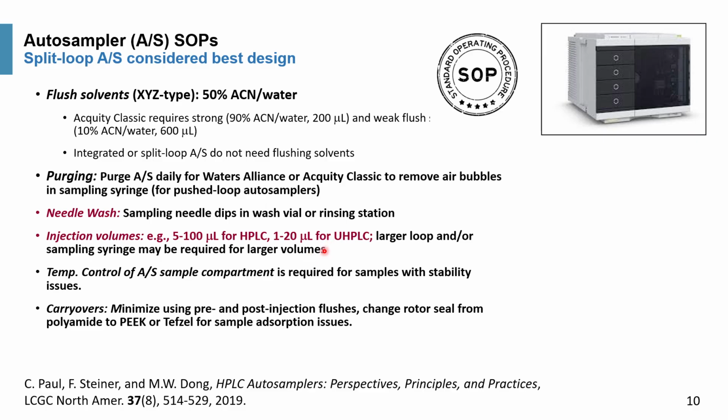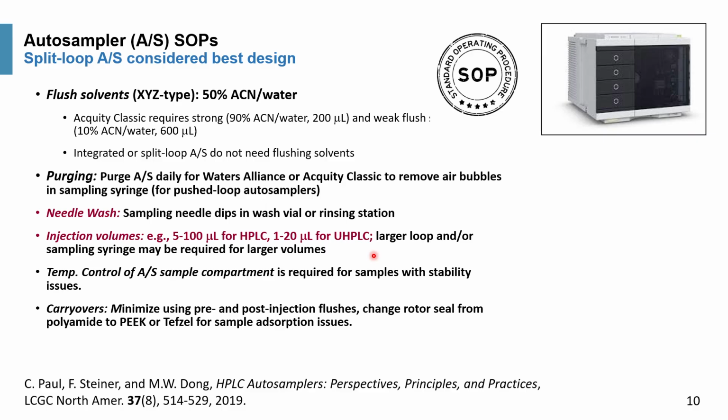So definitely be careful not to go below 1 microliter because it would not be very precise when you try to aliquot a very small sample aliquot. It's much easier to inject 20 microliter or 10 microliter. Any autosampler would do a good job.